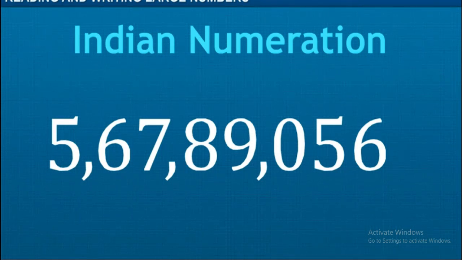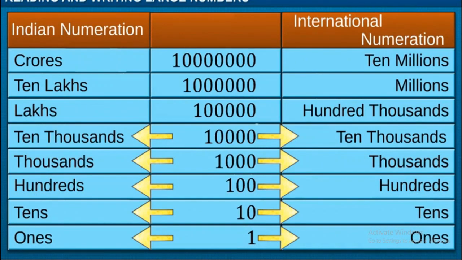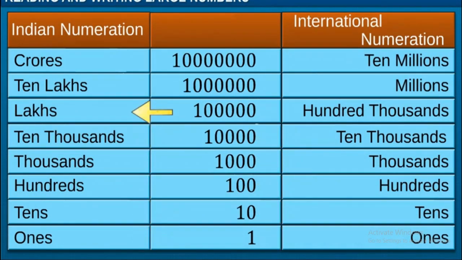Other than the Indian numeration system, there is the international system of numeration as well. Let us compare the Indian and the international numeration systems. Till 10,000, both the numerations are the same. But 1 lakh is represented as 100,000 in the international system. Similarly, 10 lakh is a million and 1 crore is 10 million. After 10 million, you have 100 million and then a billion.